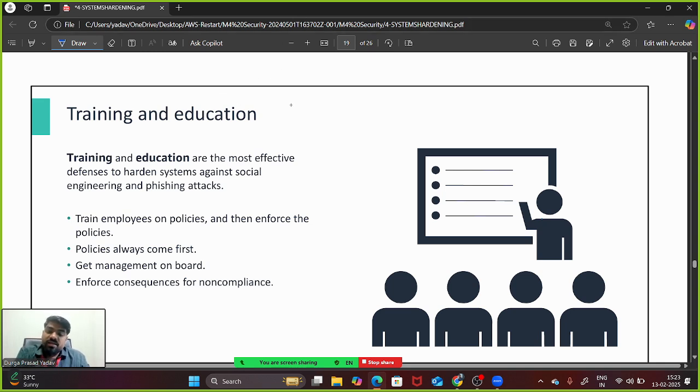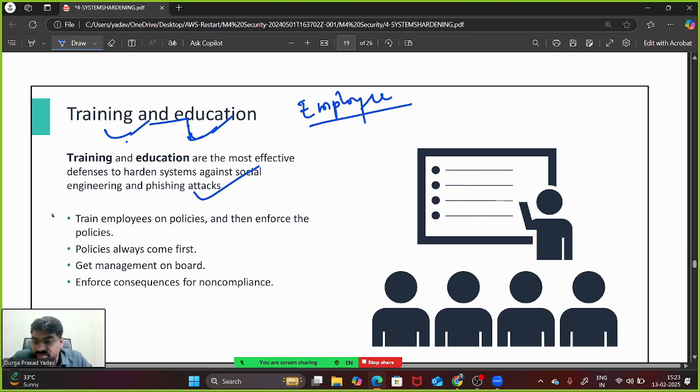Moving further, there are training and education also. If you are providing training and education to the employees of your company, definitely they will come to know how to protect the systems from different risks or different threats, either social engineering or phishing attacks. So training and education is again one part. Whenever we get the opportunity to get training related to security, we should take it because it can help you in any form. It can help you anytime, guys.